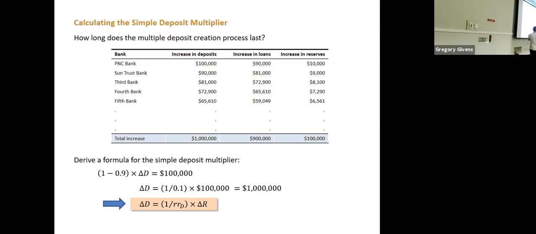So a $1 change in bank reserves created by the Fed is going to create new checkable deposits in the entire economy by the deposit multiplier times the change in reserves. And in our example, that was 10 times the change in reserves. $100,000 of reserves ultimately leads to $1 million worth of new checkable deposits.